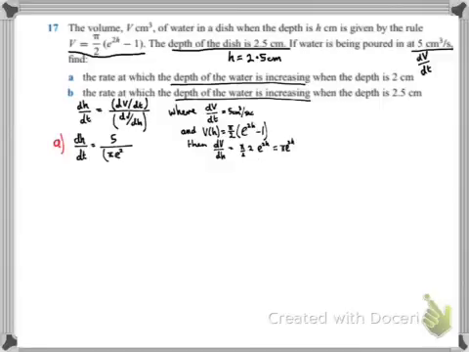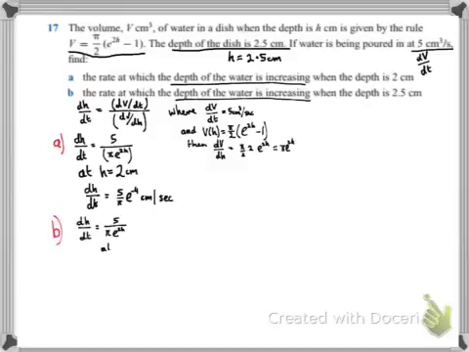Alright, so part A, let's put that together, substitute that in, and now we're told we have to work out the rate when the depth is 2. So we're going to substitute h equals 2 into the rule, and we get this expression in exact form. And the units for dh/dt is centimeters per second. And part B, again, there's the expression, and we're going to substitute this time h equals 2.5. And we get this as our expression. And there we have it.